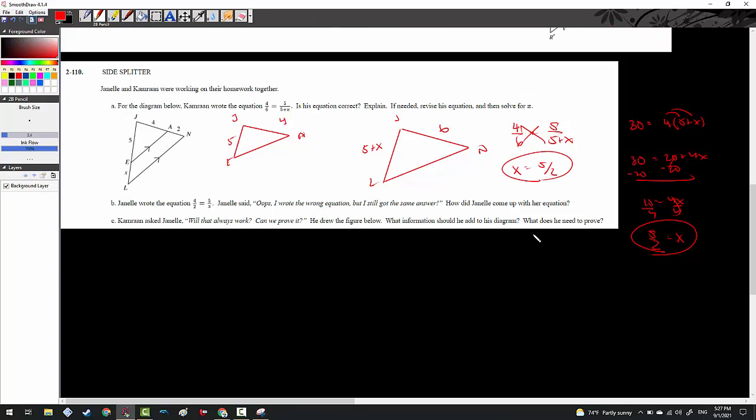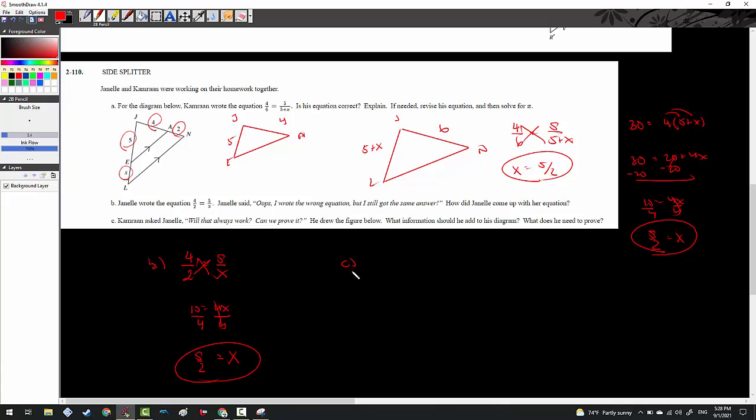Okay, so now Janelle says, wait a second, I accidentally did 4 over 2 equals 5 over x. So this is part B here. And I got the same answer. Check it out. So 10 equals 4x. So divide by 4. x equals 10 over 4, 5 over 2. Cool. So it seems to work. So how did Janelle come up with her equation? Well, it looks like she did it by accident, right? Looks like she did top over bottom equals top over bottom.